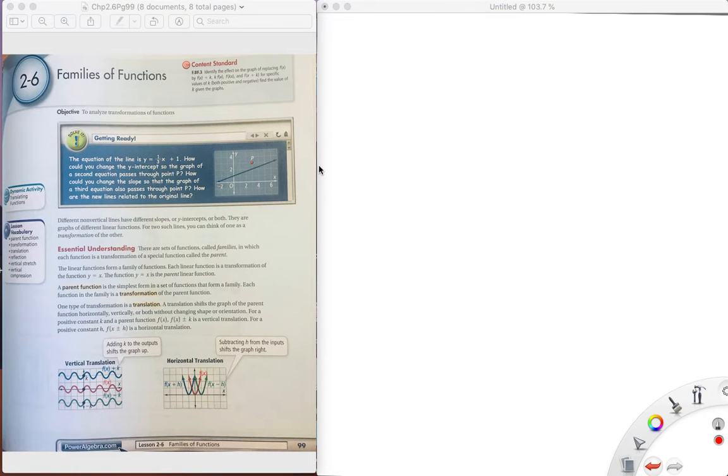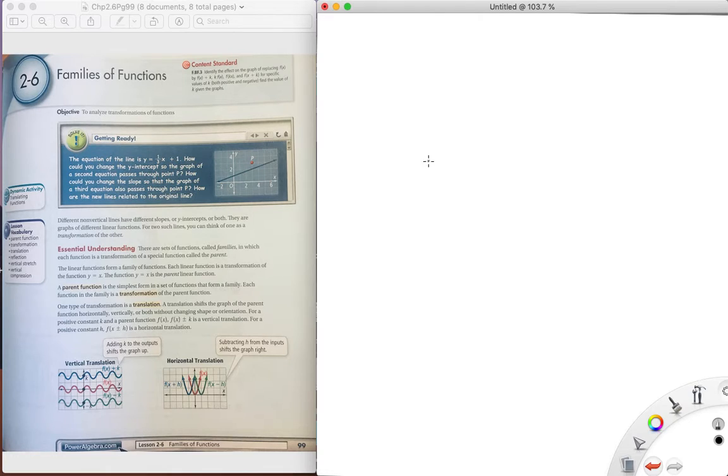Okay, this is Algebra 2, Chapter 2, Section 6, Families of Functions. Families of functions are just various manipulations that you can do to a parent function. A parent function is the simplest form in a set of functions for a function family. So it's the basic function, like a straight line through the origin would be considered the parent function. It's the simplest form, and then we're going to do stuff to transform it.